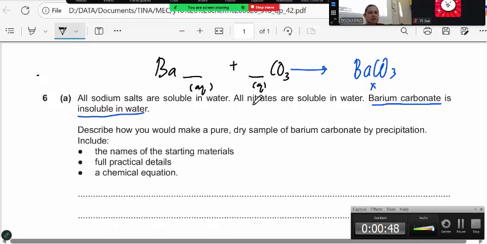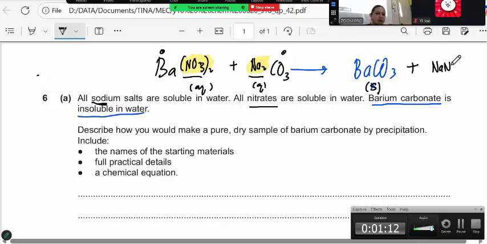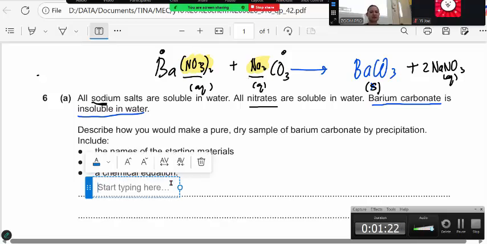And the question already tells you all nitrates are soluble. So the barium nitrate. All sodium are soluble, so sodium carbonate. So that's how you actually do this. You always use nitrate and sodium. And when this barium and this carbonate join together to form the solid, the leftover sodium nitrate will get together to form the aqueous.